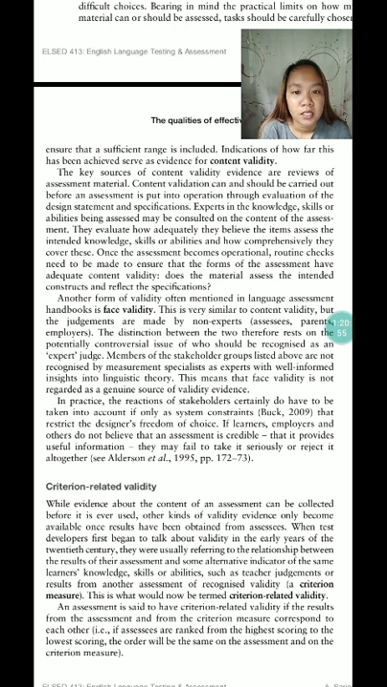In practice, the reactions of stakeholders certainly do have to be taken into account, if only as system constraints that restrict the designer's freedom of choice. If learners, employers, and others do not believe that an assessment is credible, that is, that it provides useful information, they may fail to take it seriously or reject it altogether.